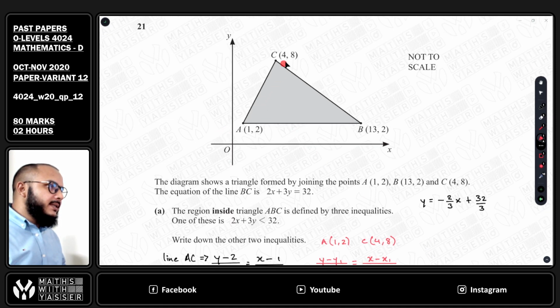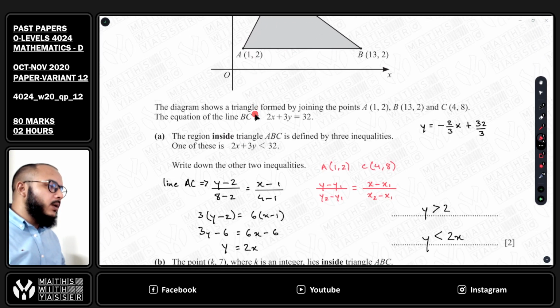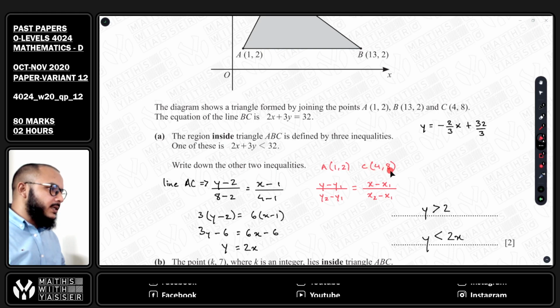For the part AC, first we need to figure out the equation of the line, and then we can do the inequality. So the coordinate of A was 1, 2, and the coordinate for C was 4, 8. So we are using the formula y minus y1 over y2 minus y1 equals x minus x1 over x2 minus x1. So I'm considering this to be x1, y1, and this is x2, y2. Then we will have y minus 2 over 8 minus 2 equals x minus 1 over 4 minus 1.